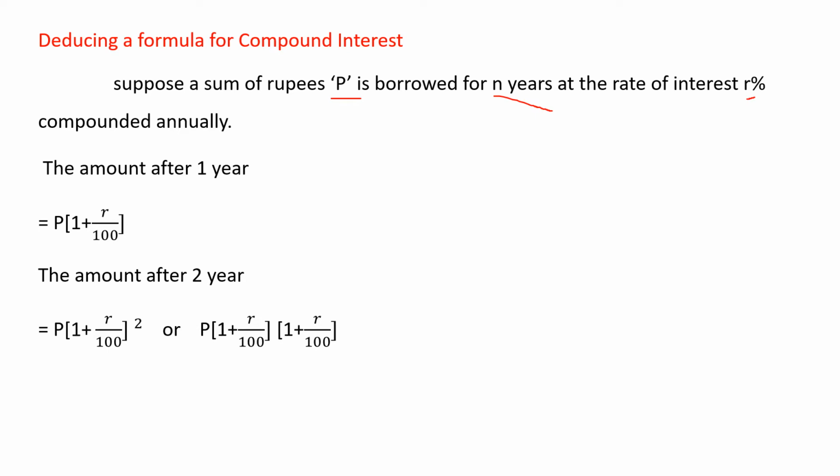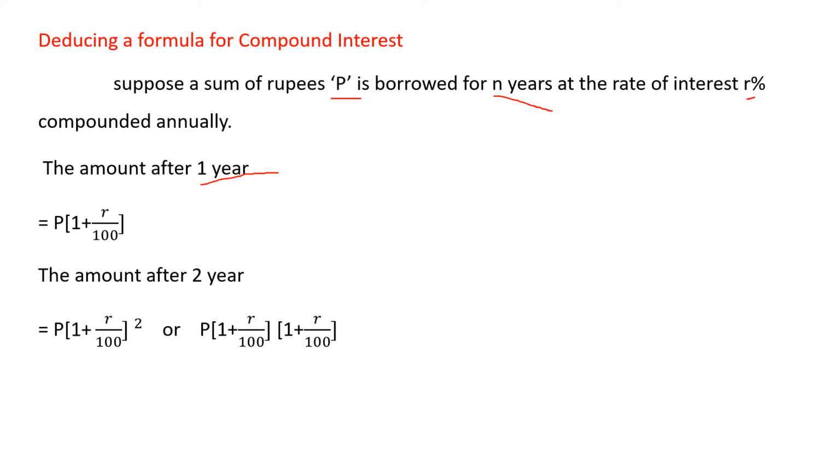For example, the amount after 1 year. You are borrowing some amount, that is the principal amount, for 1 year. So what is the formula if it is 1 year? P, the principal amount, into the bracket 1 plus r by 100. Here P is the principal and r is the rate.